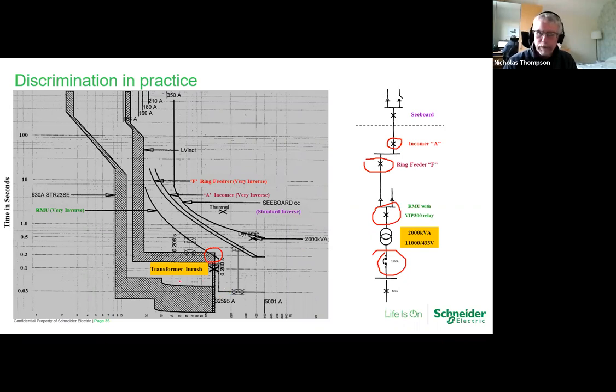HV protection. Now, another thing that would need to be taken into account is what's called transformer inrush. Now, all transformers, irrespective of their size, have a transformer inrush curve, and I'm getting mindful of the time now, so I'll try and speed up.